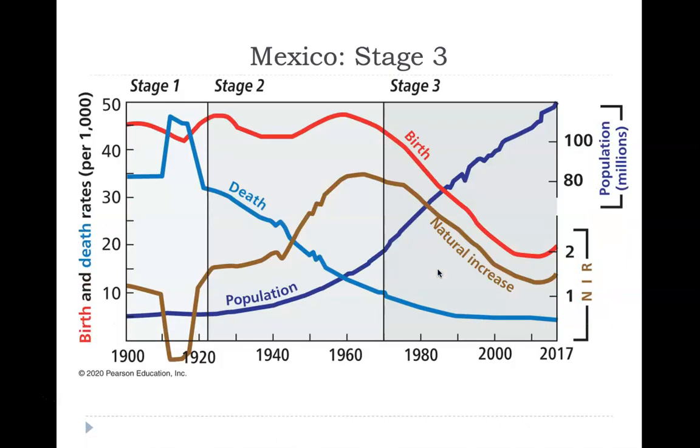All right, Mexico is a good example of a stage 3 country. Note that the population is still growing, right, during stage 3. It stabilizes in stage 4, but it is still growing, right? We see stage 1 right here. You see the death rate drop in stage 2, but the birth rate stay high. You see the birth rate start to drop there, and therefore the natural increase rate starts to drop too, and again you got a decrease in death rate as well.